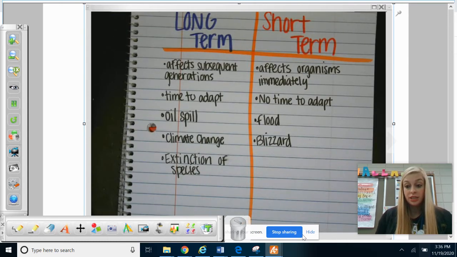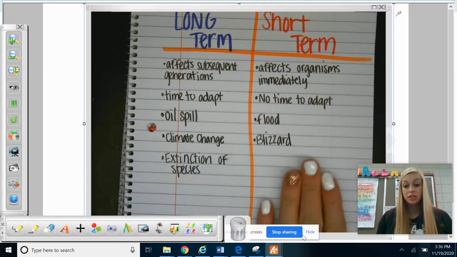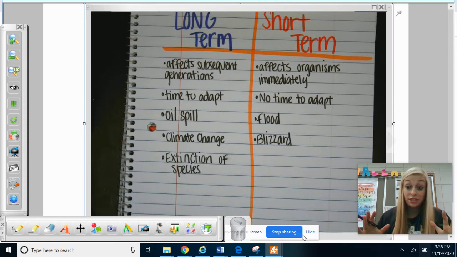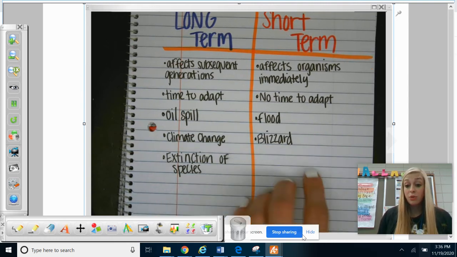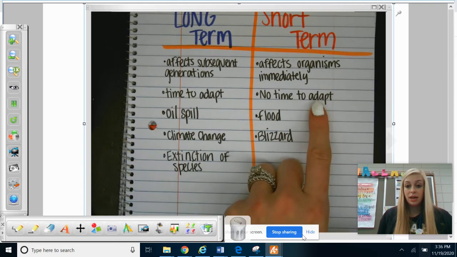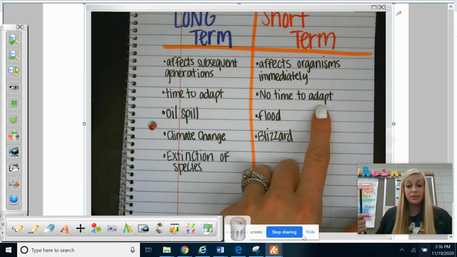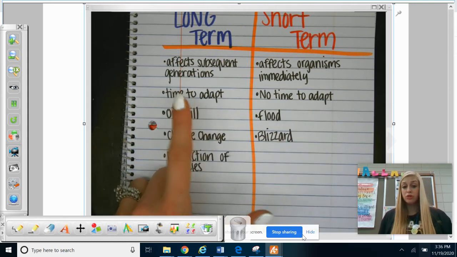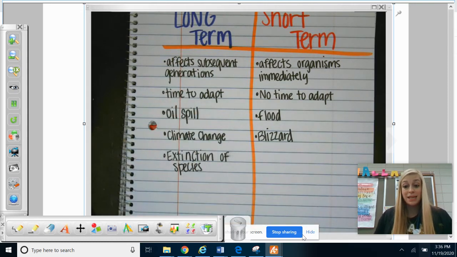So long-term changes change an environment forever or for a very long time. Short-term changes are temporary changes. Sometimes y'all get confused about whether it's a bad change, like if it sounds serious or not serious. But that's not what you're looking at. You're looking at will the environment be able to restore within a year or so? Or will the environment be changed for generations to come? Will organisms have no reason to adapt because the environment's going to restore? Or will they have no choice but to adapt because the environment is not going back to the way it was? That's the main difference.